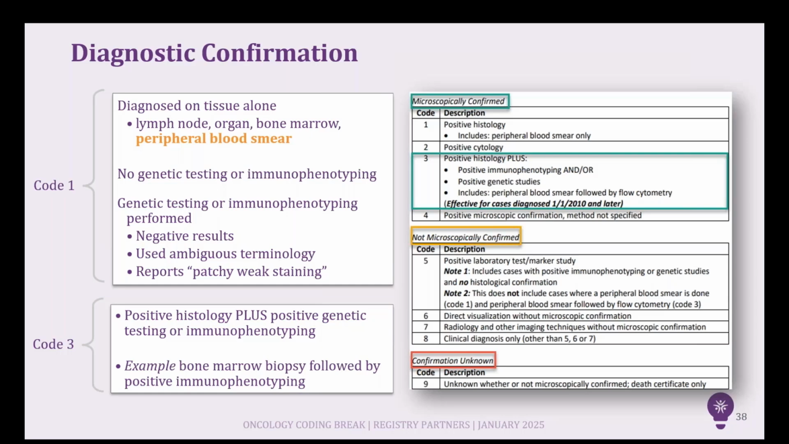If genetic testing or immunophenotyping is performed but the results are negative, or the results use ambiguous terminology, or if it's reported as patchy weak staining, we are instructed to code 1 in this situation. So we'll only use code 3 when you have a positive histology and a positive genetic testing or immunophenotyping. And the heme database lists for each histology the diagnostic confirmation section to guide you to know whether genetic testing or immunophenotyping are required for that diagnosis.